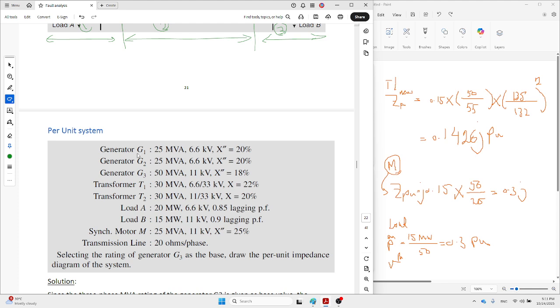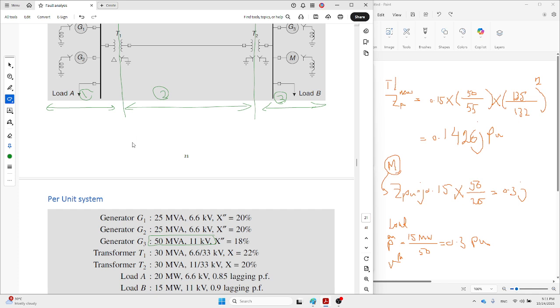They said, okay, this is the generator data. This is the transformer. This is the load. This is the motor, which is a synchronous motor. And this is the transmission line per phase. The values are given. Selecting the rating of generator 3, this is the rating of generator 3 here. Generator 3 is the base, so the values of this one are considered as a base. These two values are considered as a base.